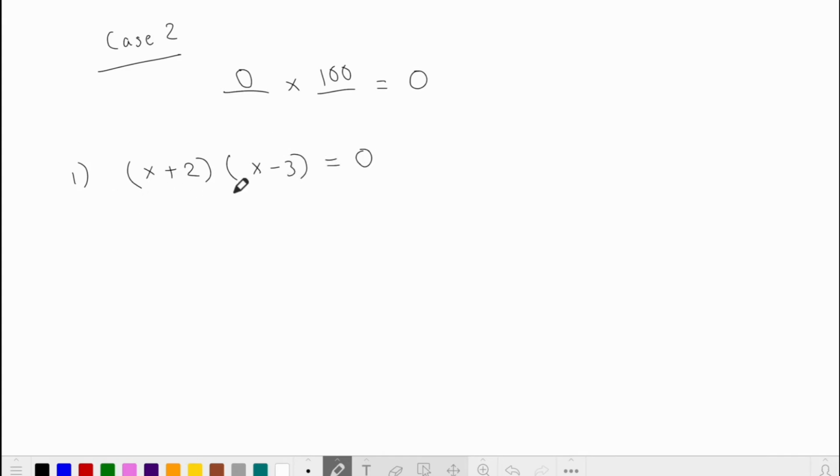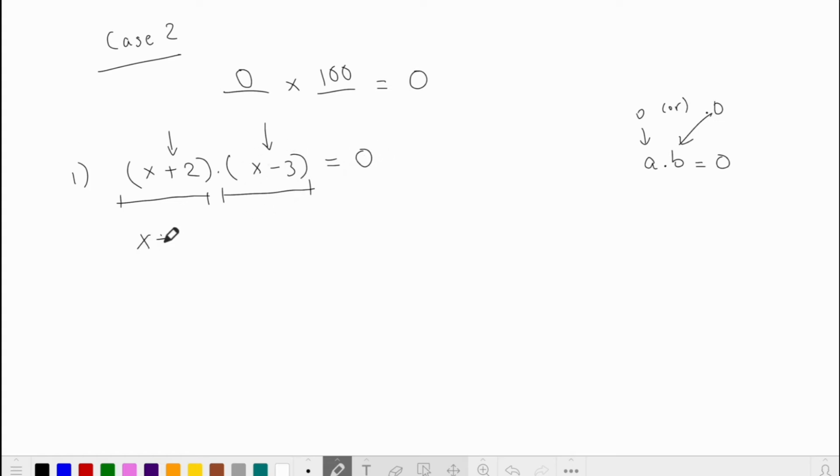So, when you see this, x plus 2 times x minus 3 is equal to 0, we're using the zero product property. Let's recall the concept: a times b is equal to 0. Then either a is 0 or b is 0 to get 0 as a result. So here we have two factors, x plus 2 and x minus 3. Either the first term is going to be 0 to get 0 on the right hand side, or the second term has to be 0 to get 0 on the right hand side.